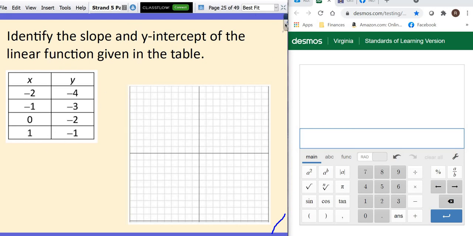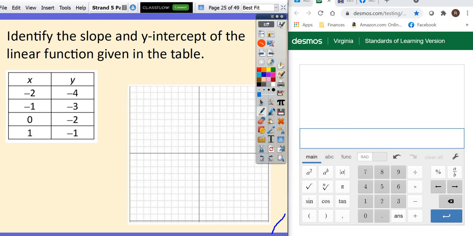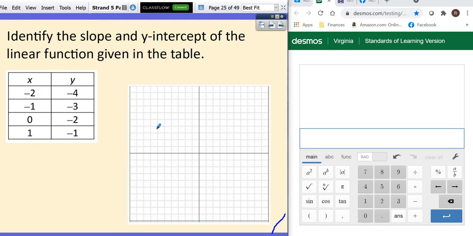All right, next example, it says identify the slope and the y-intercept of the linear function given in this table. If you are given a table, the first thing I would like you to do is to get your graph paper and let's graph those points. Negative 2, negative 4, so negative 2, negative 4 is right there. Then we've got a negative 1, negative 3. Then we start at 0 and negative 2. Then we have a 1 and negative 1. We've got a pretty good line going there. And we'll be able to figure out everything we need now that we've graphed it.